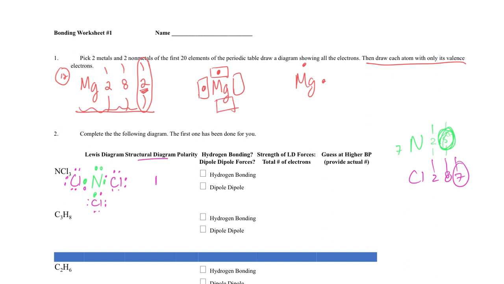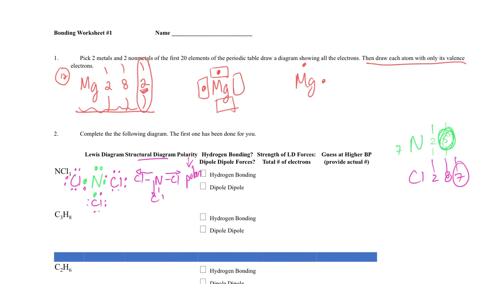A structural diagram would look like this: N, Cl, Cl, Cl. And then whether it's polar or not depends on whether it's symmetrical or not. Here, chlorine's pulling electrons this way, it's pulling this way. Those sort of cancel out, but then this one here has nothing to cancel it out. And so this molecule, I would say, is polar.